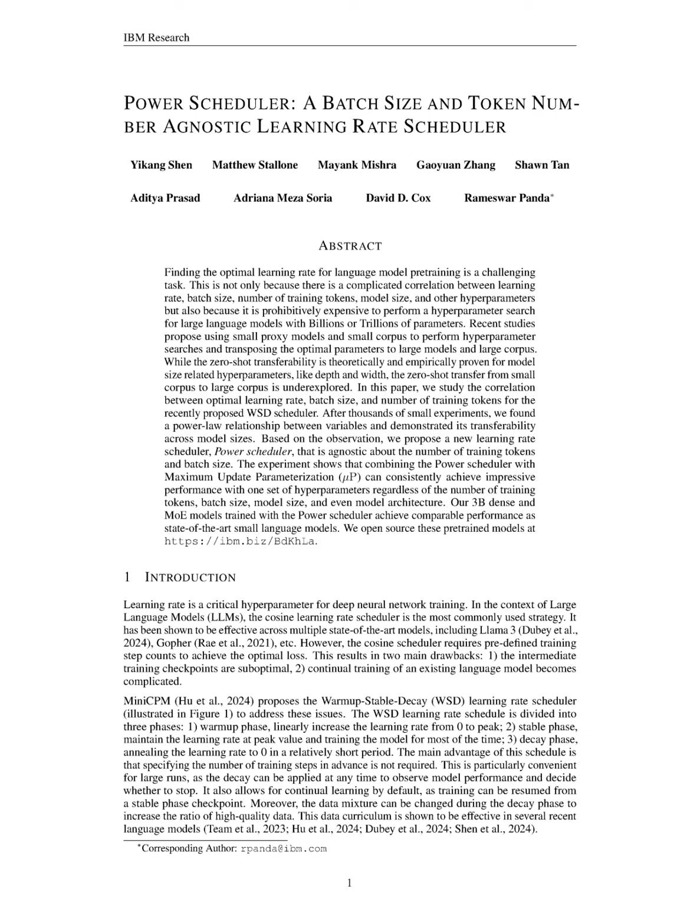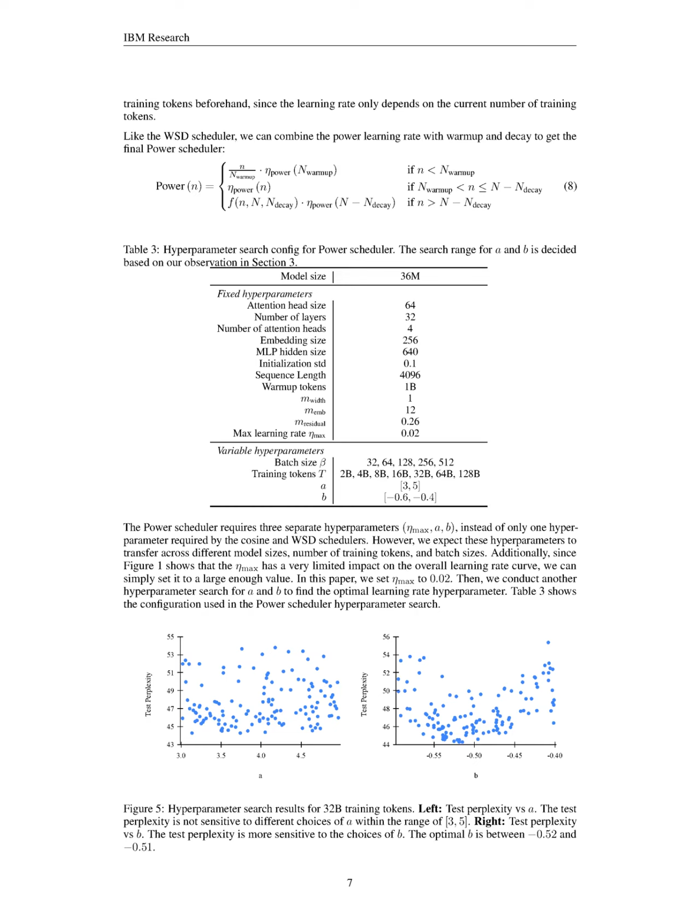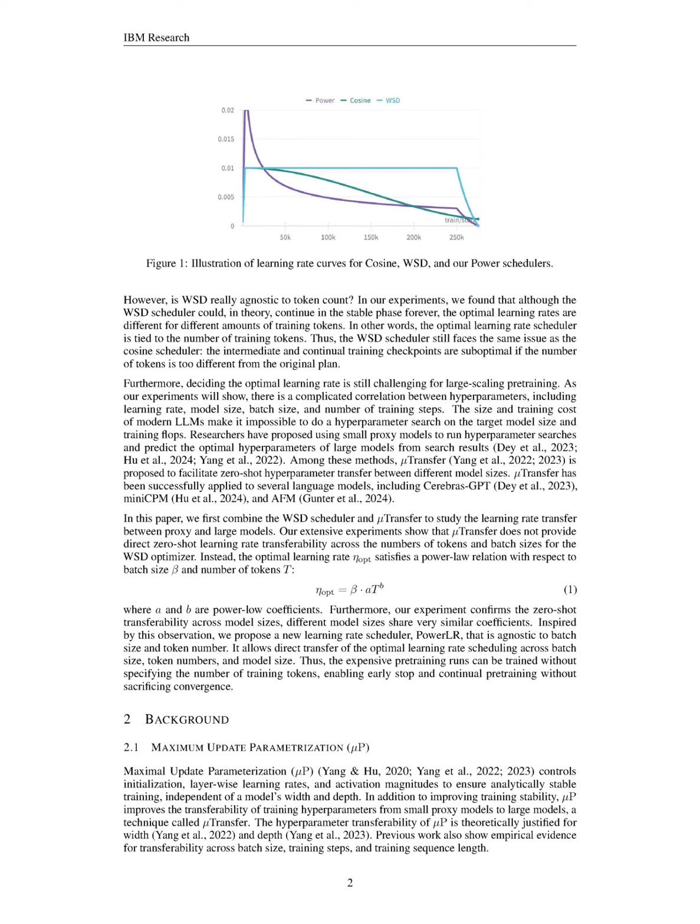Second, the algorithm incorporates a warm-up phase where the learning rate is gradually increased to a maximum value, followed by a decay phase where the learning rate is reduced according to the power law relationship. The maximum learning rate, eta_max, is set to a sufficiently high value, 0.02 in this case, to ensure effective training. Finally, the Power-LR scheduler is designed to be agnostic to batch size and token count, allowing for direct transfer of optimal learning rates across different model sizes and training configurations.